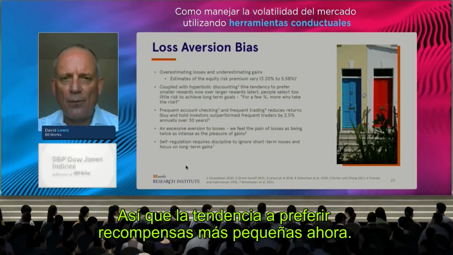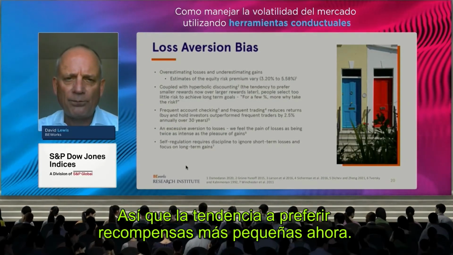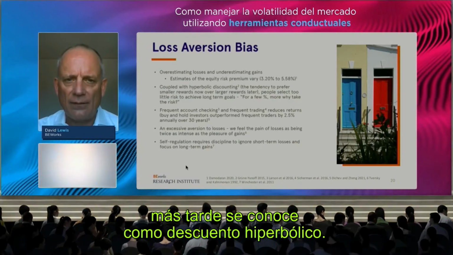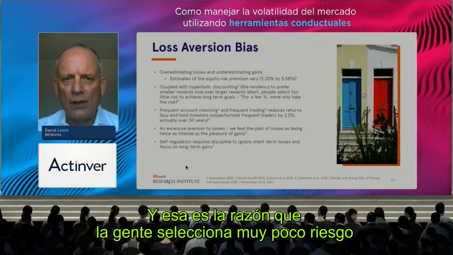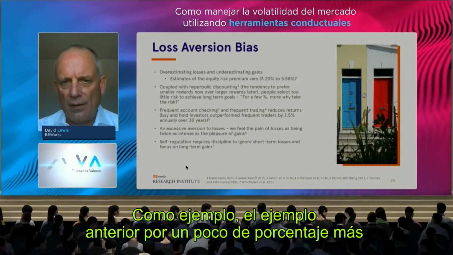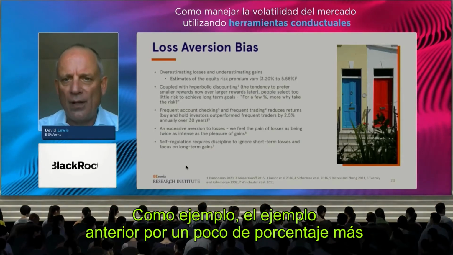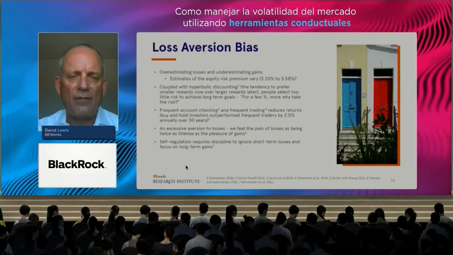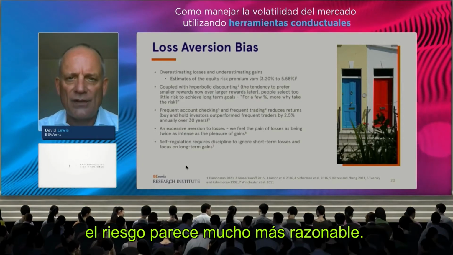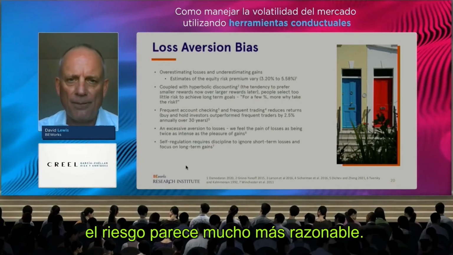So the tendency to prefer smaller rewards now over larger rewards later is known as hyperbolic discounting. And that's why people select too little risk and fail to achieve their long-term goals. As an example, the example above, for a few percent more, why take risk? But if you compound that few percent more over the long run, the risk seems much more reasonable.